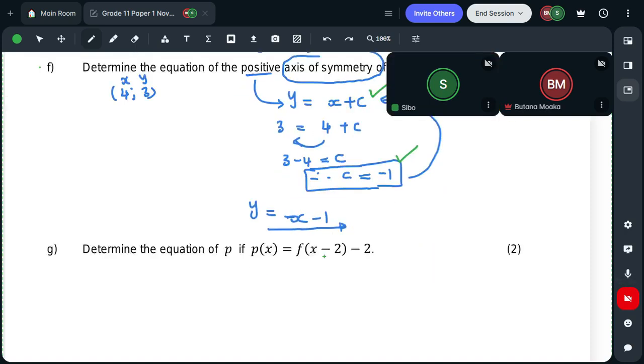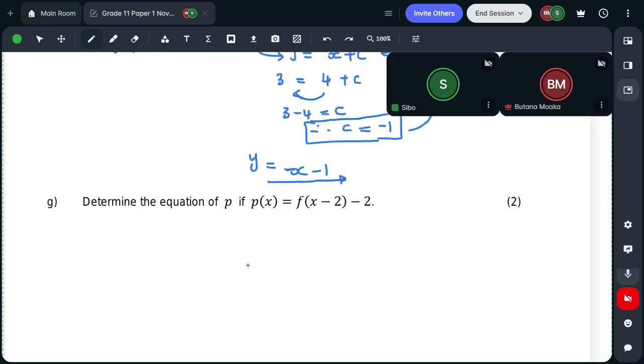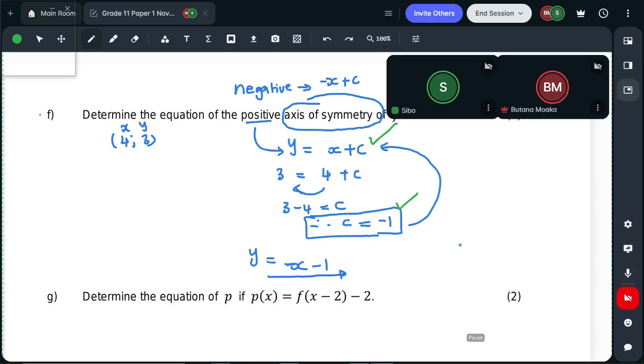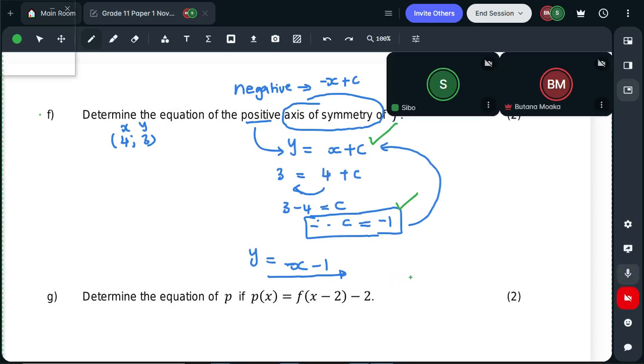Okay. So the next question says determine the equation of p. Wait, sorry, sir. I just need to write this down because I actually don't know. I don't do this in the test, so I must write it down so I can remember to study it and do it. Okay. 3 equals 4 plus c. C equals negative 1. Okay. Did you write everything down?